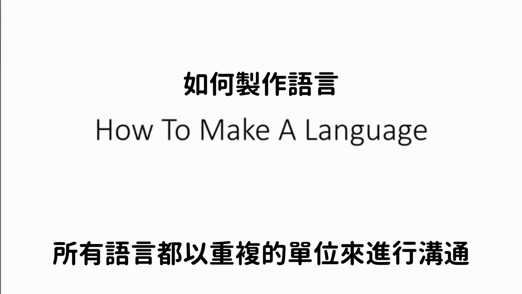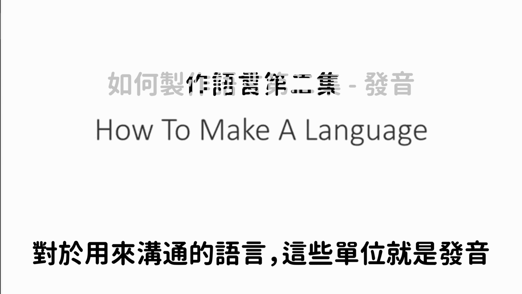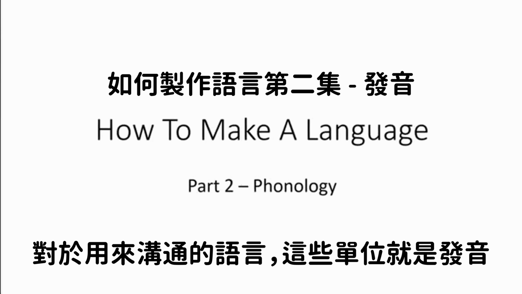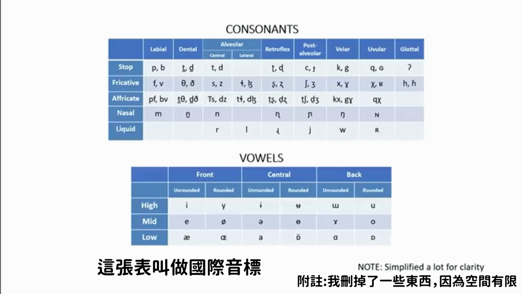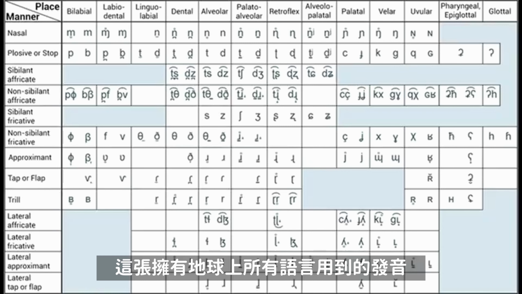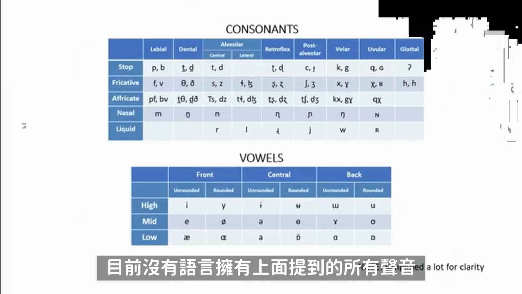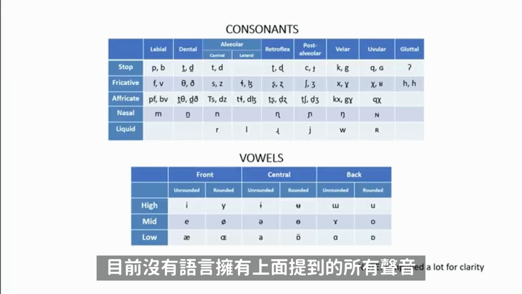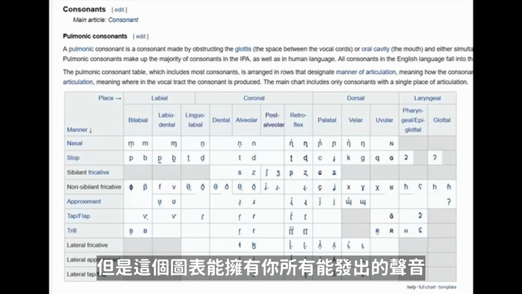All language is encoded in fundamental repeating units to convey meaning. For a spoken language, those units are sounds. This is the International Phonetic Alphabet, or IPA. It's a collection of every sound from every known language on Earth. No language could possibly have all of these sounds, or even most of these sounds, but there's no sound the human vocal tract can produce consistently that isn't featured somewhere on this chart.